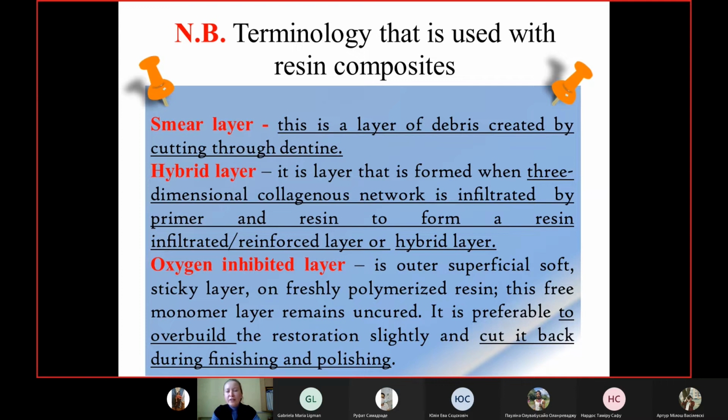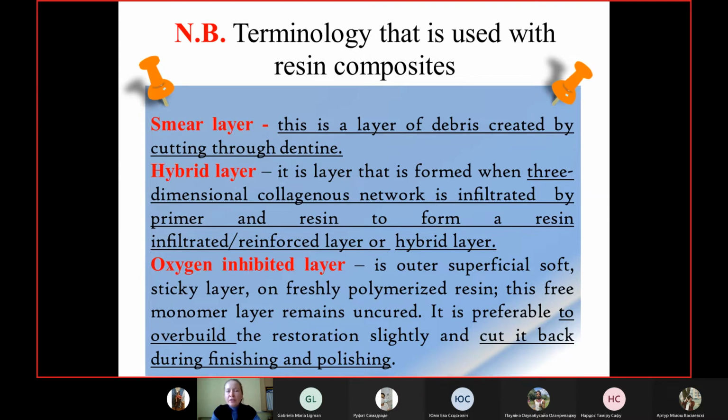Hybrid layer is a layer that is formed when a three-dimensional collagenous network is infiltrated by primer and resin to form resin tags. And oxygen inhibited layer is the outer superficial soft sticky layer that is not polymerized.